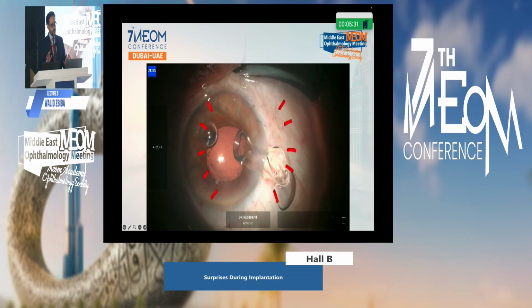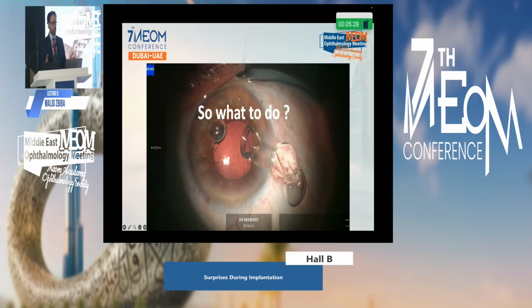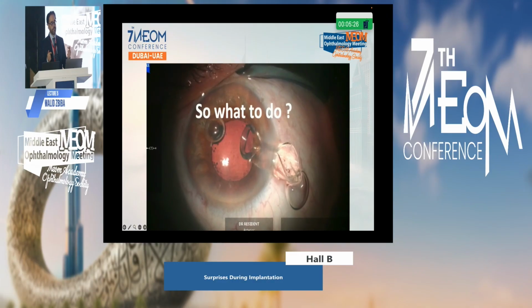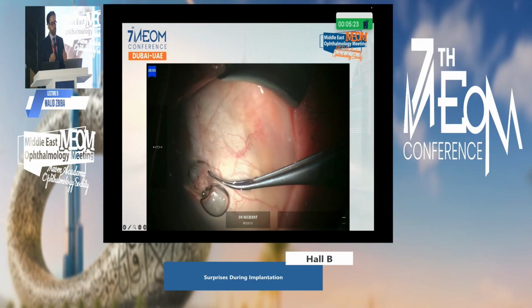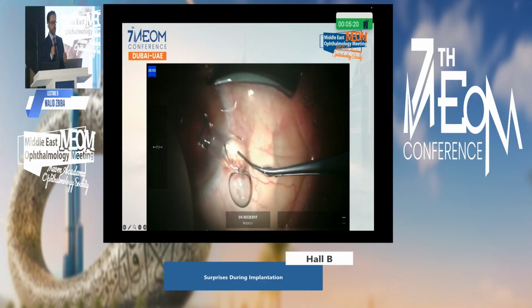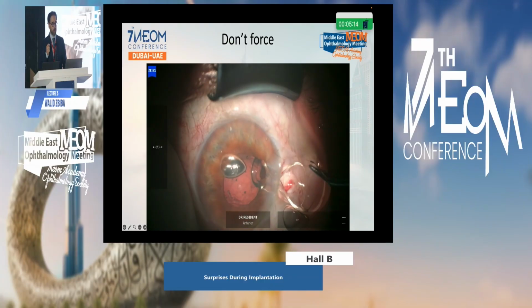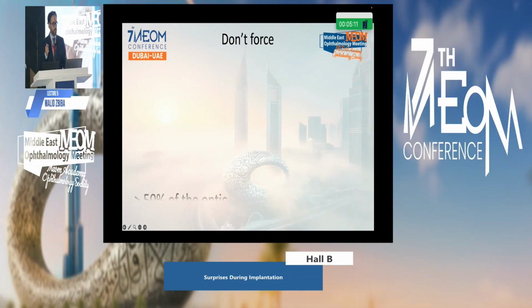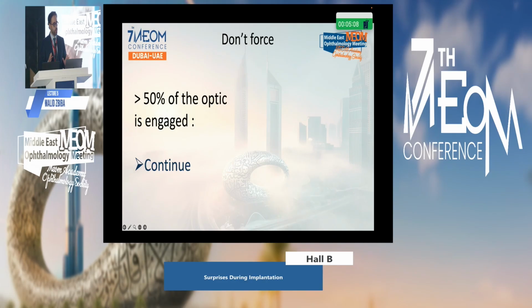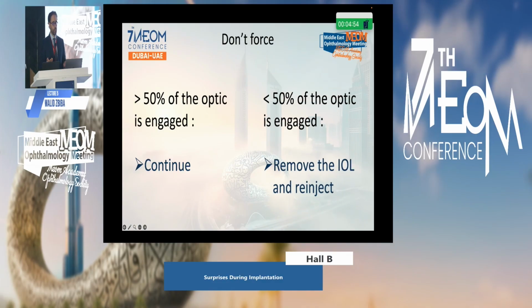In this case, what we have to do: as we can see, less than 50% of the optic is engaged in the incision. So we try to push, but it is not moving. So we remove and we re-inject. Don't force, because we can damage the IOL and the incision. If more than 50% of the optic is engaged, we continue, we force in the curve of the border of the lens with the forceps, and we introduce the IOL gently. If less than 50% of the optic is engaged, we remove the IOL and we re-inject the IOL with the cartridge.